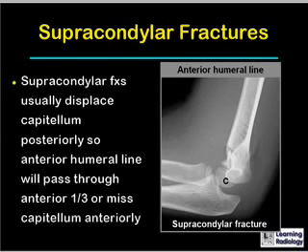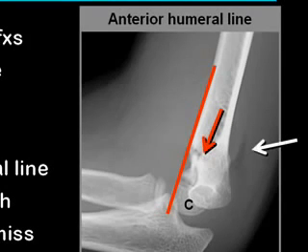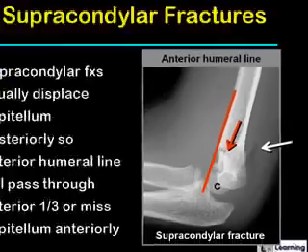The anterior humeral line can be important in diagnosing supracondylar fractures. Supracondylar fractures are usually displaced posteriorly, so the capitellum is more posterior to its normal location. Therefore, the anterior humeral line drawn parallel to the distal humerus will either pass through the anterior third of the capitellum or miss it entirely, as it does in this case. The red arrow is pointing to the supracondylar fracture, which we can see here, and the white arrow to the positive posterior fat pad sign.